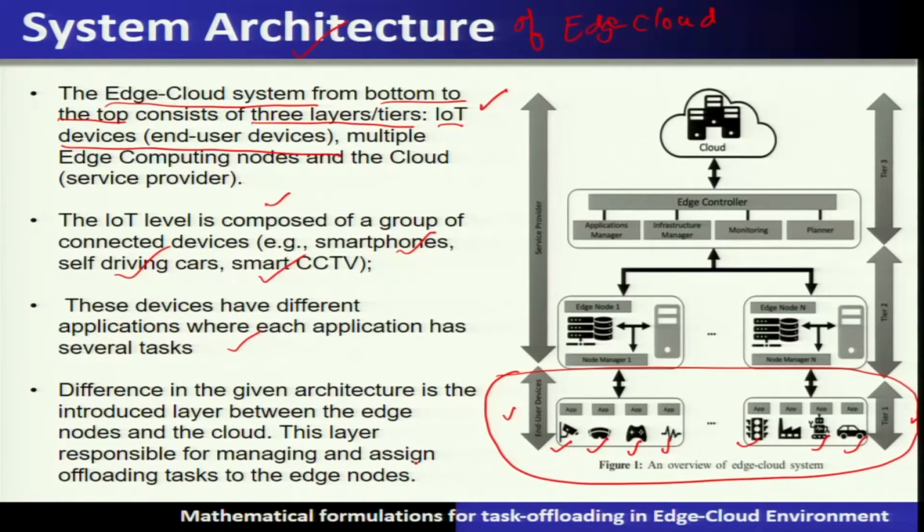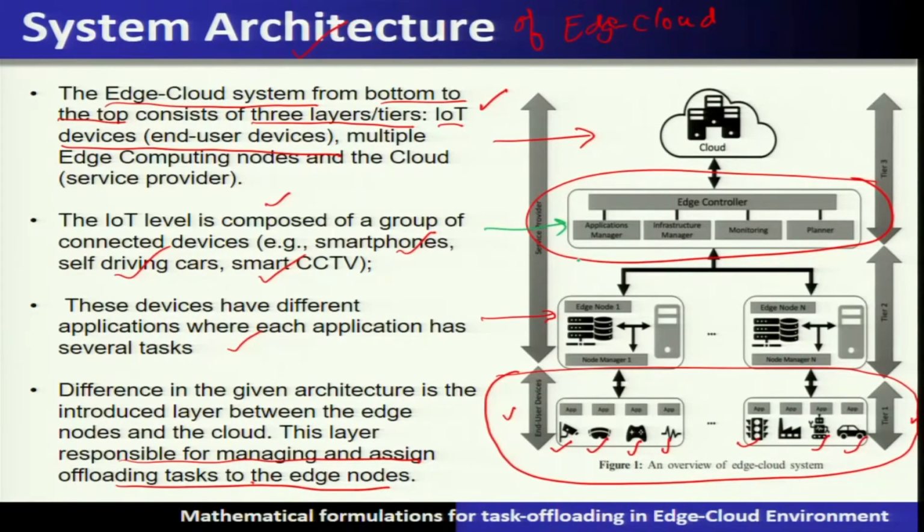So, meaning to say that if this is the edge node and this is the cloud, then in between there is a layer. There is a layer of management. This particular layer of management is responsible for managing and assigning the offloading task to the edge nodes. So, now the question is resolved in the sense that who takes care of this resource management of IoT devices task offloading. It is this particular layer that is called the edge layer.